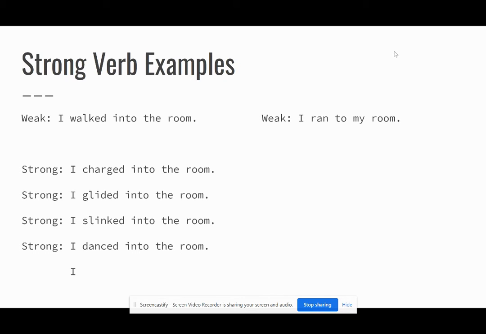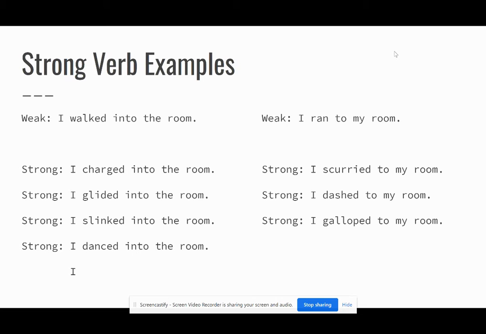So another example, I ran to my room. So that's weak. There are better words I can use than ran. Strong, I scurried to my room. Scurried means like, you're running quickly and maybe because you're scared, maybe because you're going to get in trouble, something like that. I dashed to my room, shows a great deal of speed.